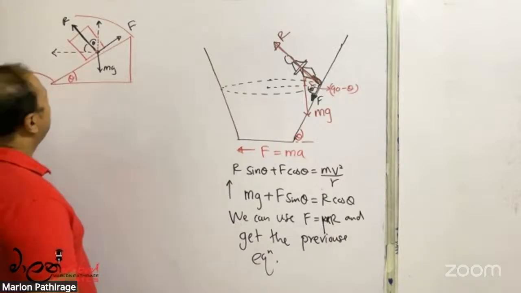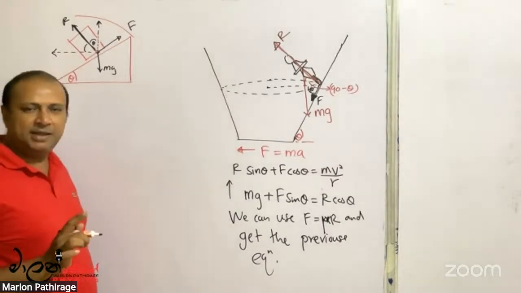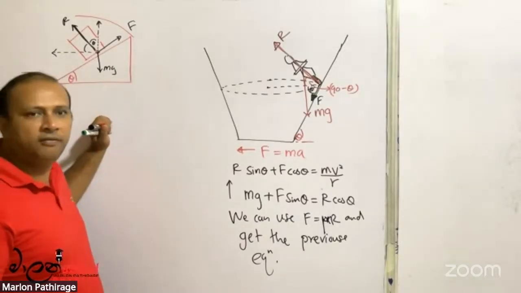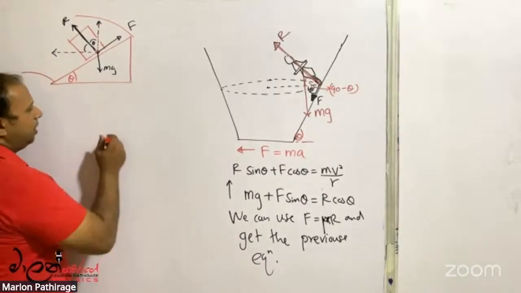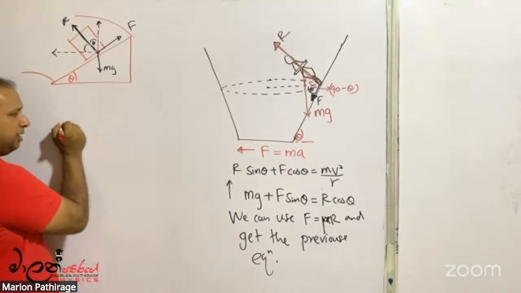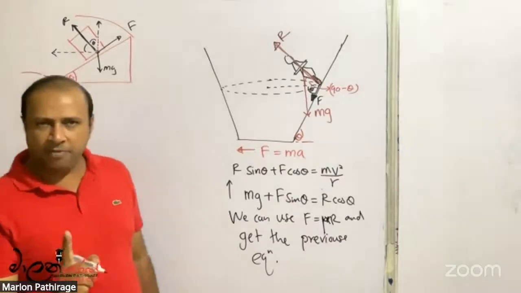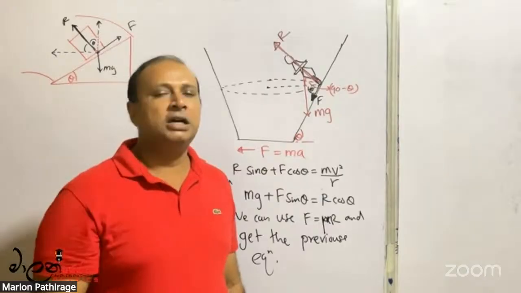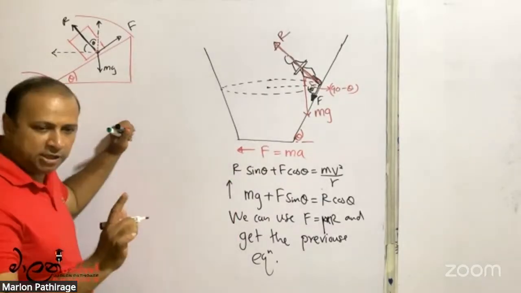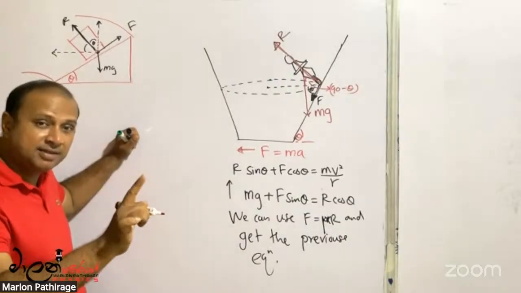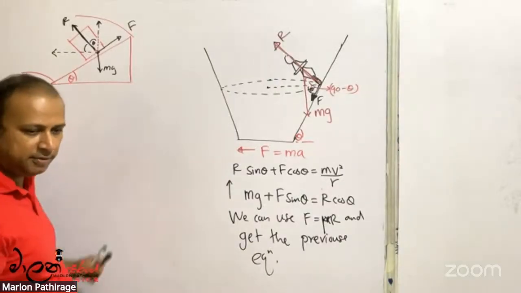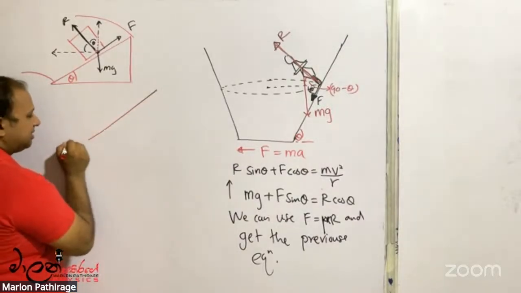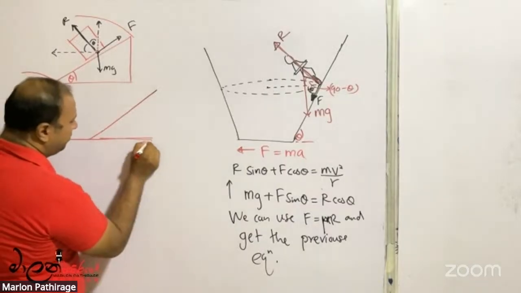Look at this one. In such cases, what we can use is to apply this F equal MA along the inclined plane. So if you want to apply F equal MA along the inclined plane, you have to determine what is the corresponding acceleration along the inclined plane. How to determine the acceleration along the inclined plane?